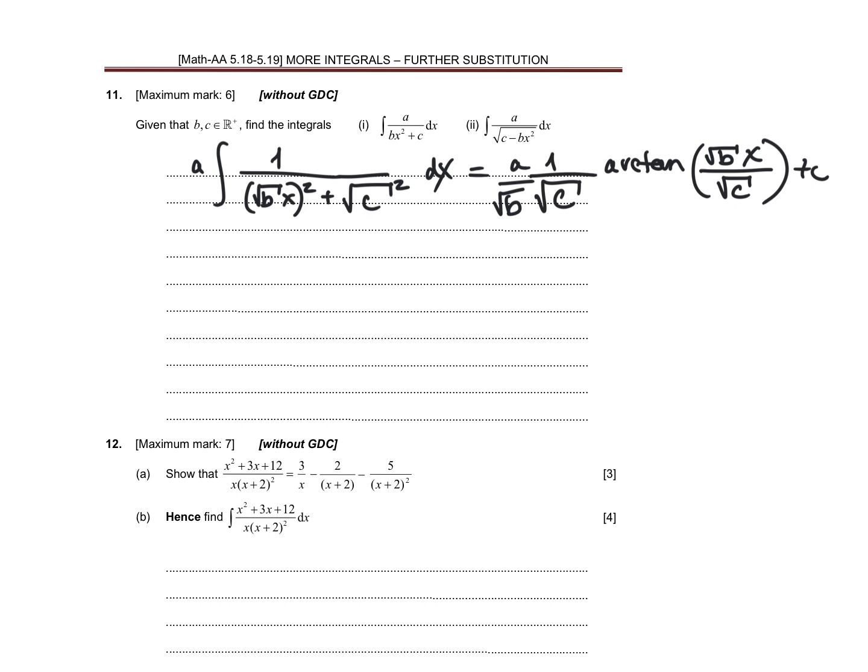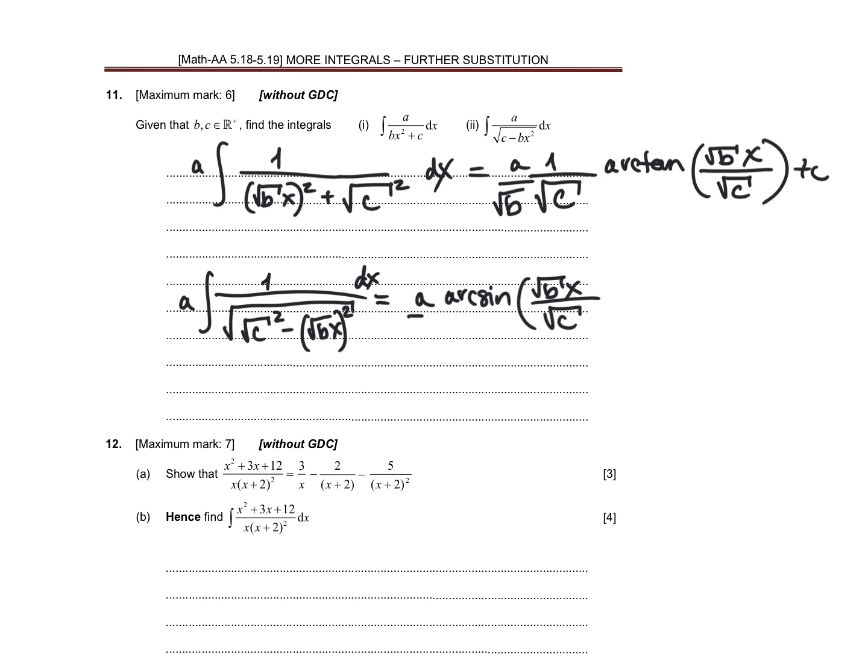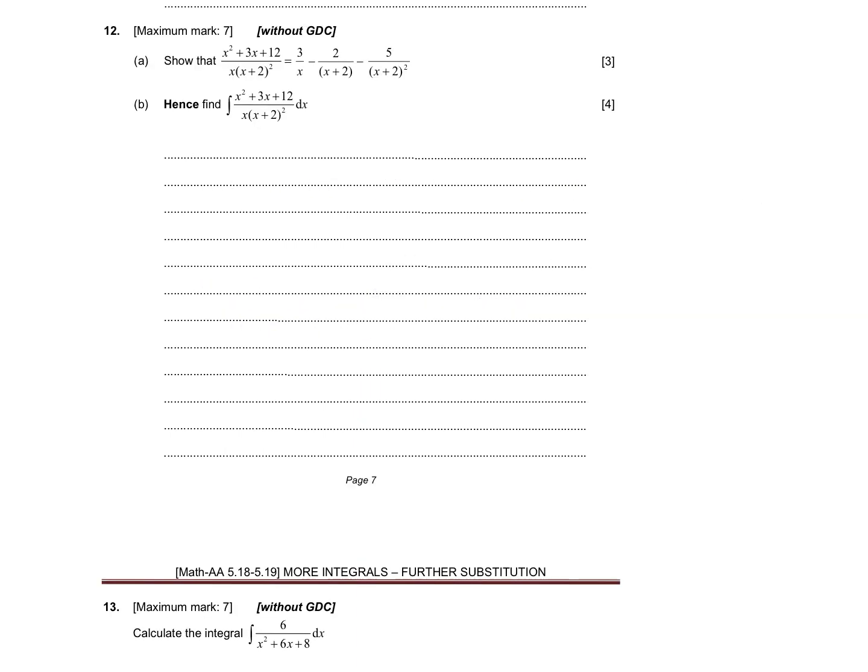For this one, this is going to be arc sine. So we have like that. So we're going to have A arc sine square root of bx over square root of c, and we have to divide by square root of b plus c.